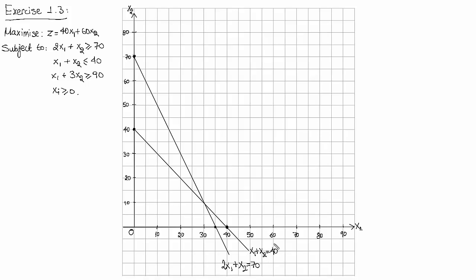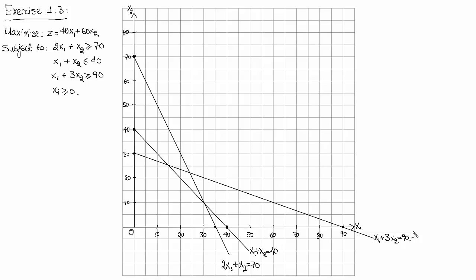And now the last one, when x1 is 0, x2 is 30. And when x2 is 0, x1 is 90. So we have the straight line from 30 down to 90. And this is x1 plus 3x2 equals 90.